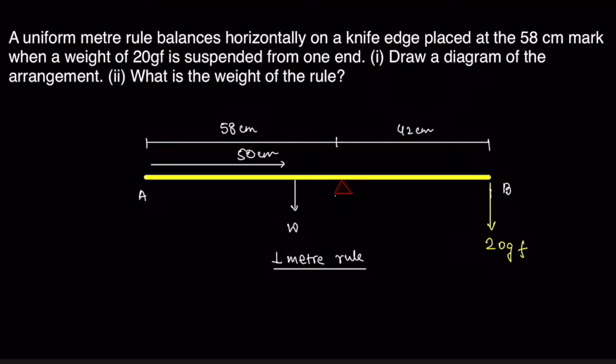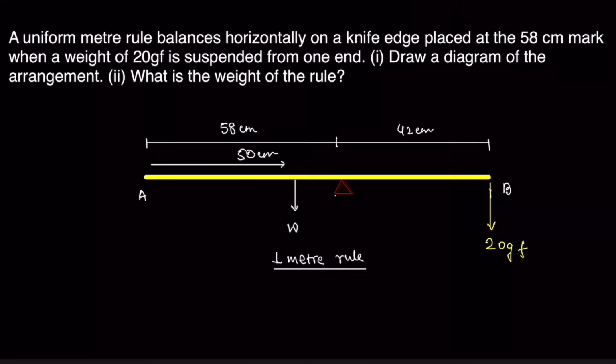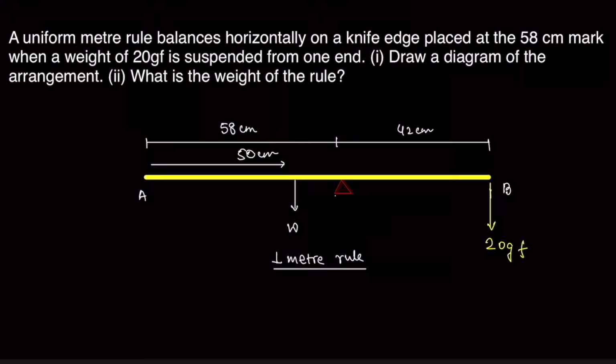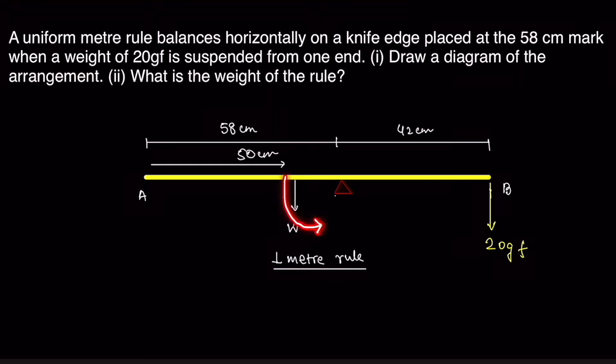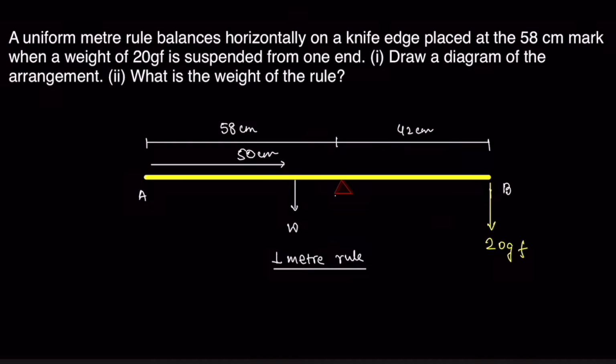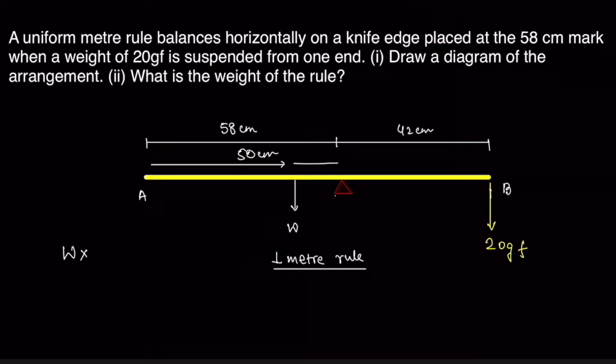So now it is a case of equilibrium, so we will use the principle of moment of force. We know that the moment of force in the clockwise direction is equal to the moment of force in the anti-clockwise direction. This weight is following which direction? Anti-clockwise direction. And this 20 gf is following clockwise direction. So we can write W, and its distance from the fulcrum is 8 centimeter. We always consider distance with respect to the fulcrum.